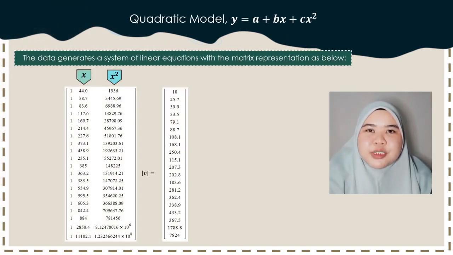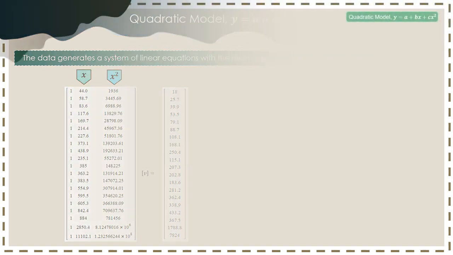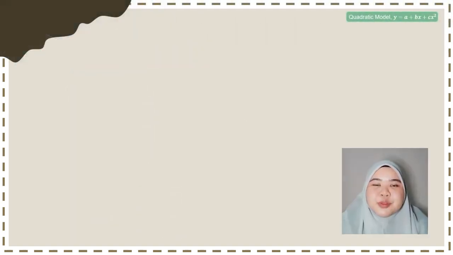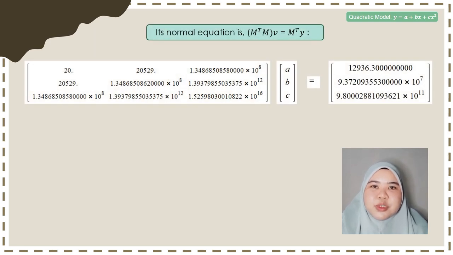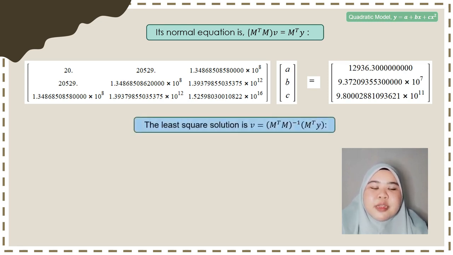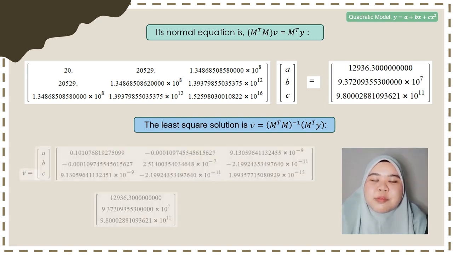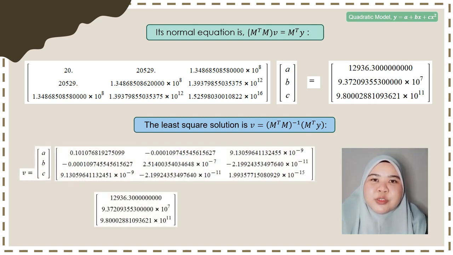For the quadratic model, the first thing that we need to do is to find M transpose Y. M transpose Y is shown, and next we need to find M transpose M. The last thing is we need to find the inverse of M transpose M. After that, we need to find the least square solution. From the previous data, we will get this least square solution, which is equal to the inverse of M transpose M multiplied by M transpose Y.